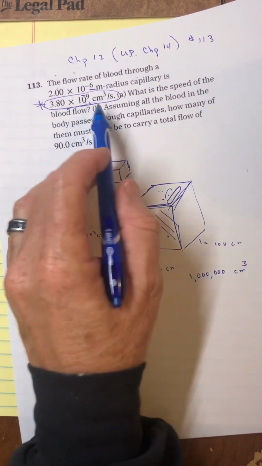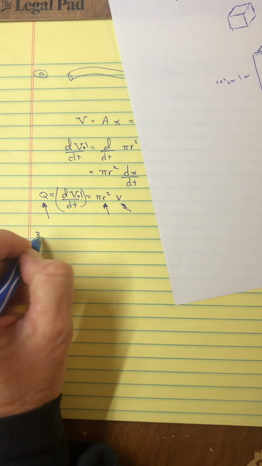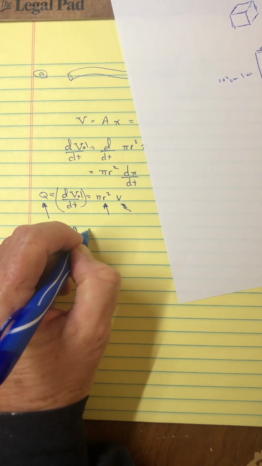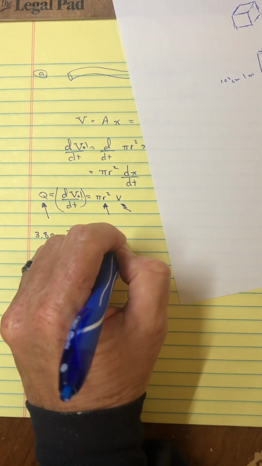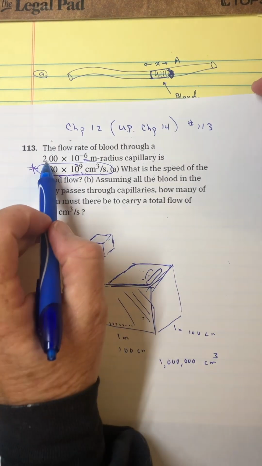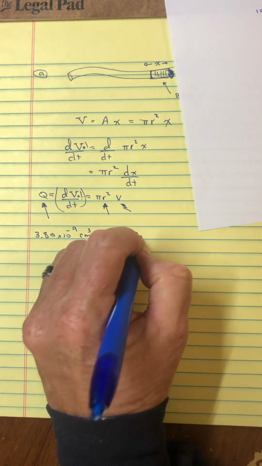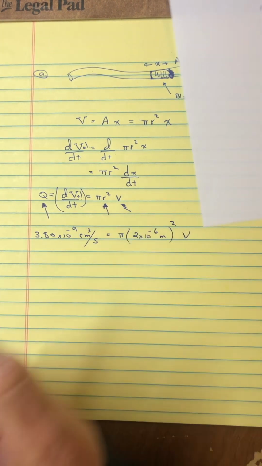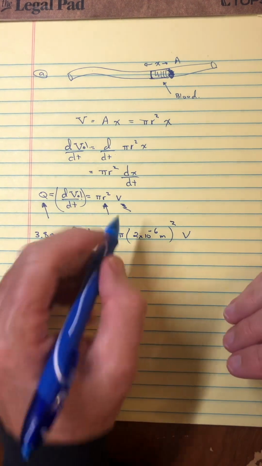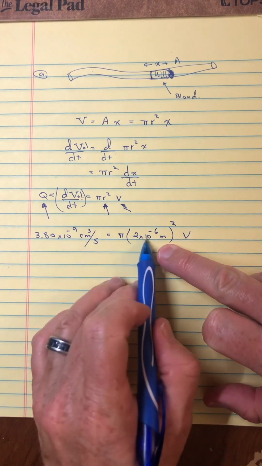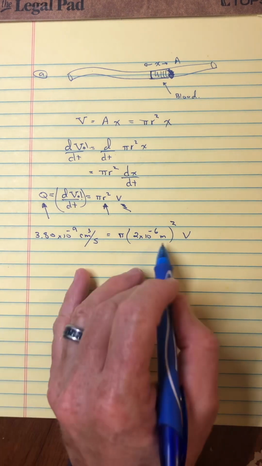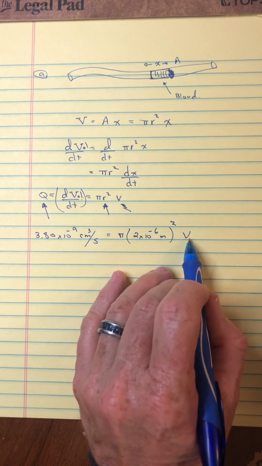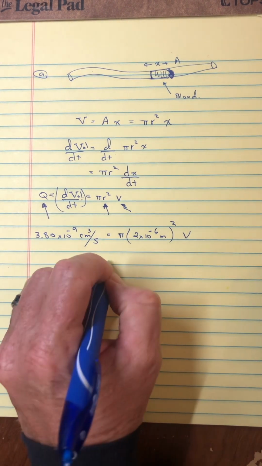So let me put that in. They give us this flow rate, like I said, with a typo. So it'd be 3.80 times 10 to the minus 9 cubic centimeters per second. Then we have a pi, and the radius squared would be 2 times 10 to the minus 6 meters squared, and then times velocity. So now also talking about chapter 1, you can see we have a mismatch of our units. This side would be, of course, in meters squared, and then whatever units we want that to be in, and this is cubic meters.